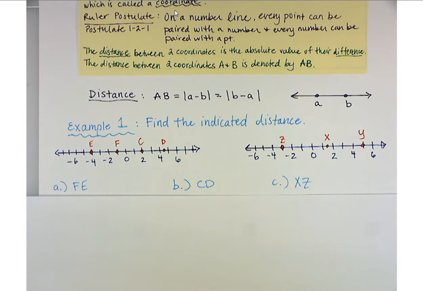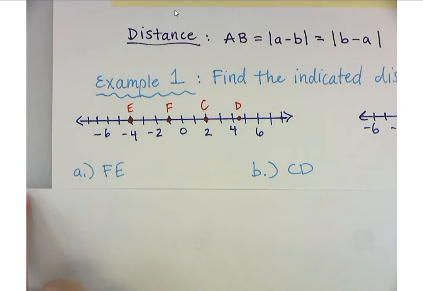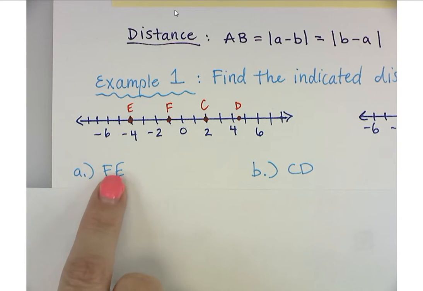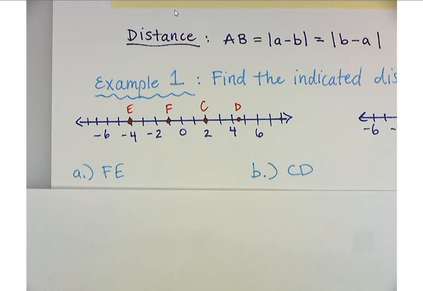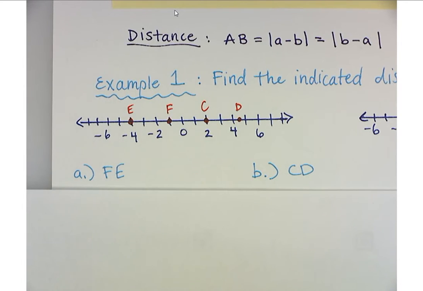So for part A, I'm trying to find the distance between F and E. And I'm going to do that using the absolute value. So if I look at F, Tyler, where on my number line is F? -1. So that corresponds with -1. And then Cameron, what about E? Where's E? -4. So you can set this up one of two ways. I'm just going to show you both ways.